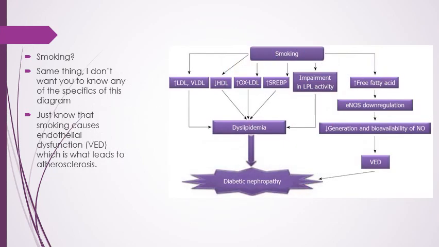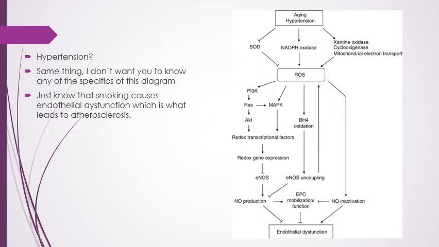For smoking, again, very complicated chart here with a bunch of different mechanisms, but the end product is that because of all these things that are happening, you're going to end up with endothelial dysfunction. You can see there on the far right side, increased fatty acid production, decreased eNOS downregulation, and decreased generation and bioavailability of nitric oxide. That's all that downregulation means. Hypertension, a bunch of different pathways again, but they lead to this bypassing of transcytosis, which leads to endothelial dysfunction, producing foam cells, fatty streak, and then plaque formation. So all of these things lead to atherosclerosis.